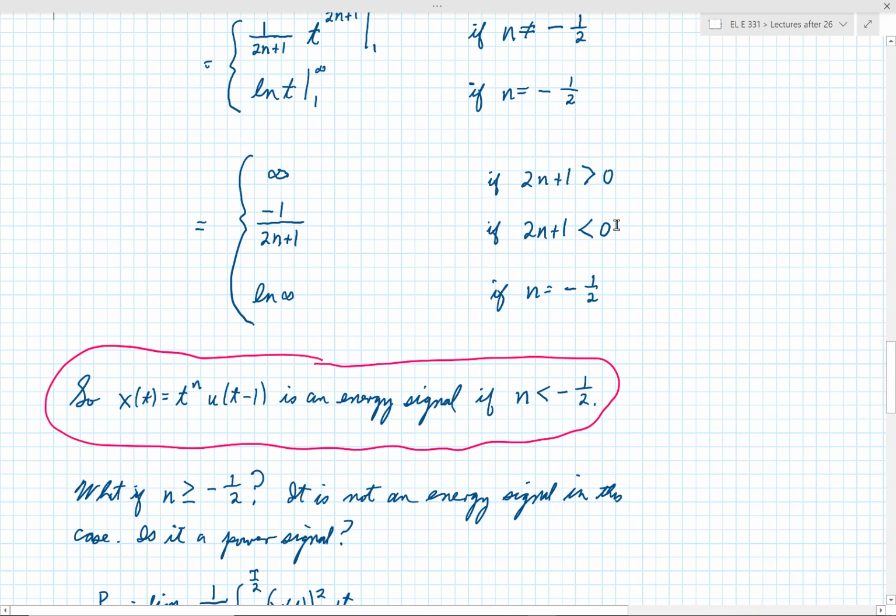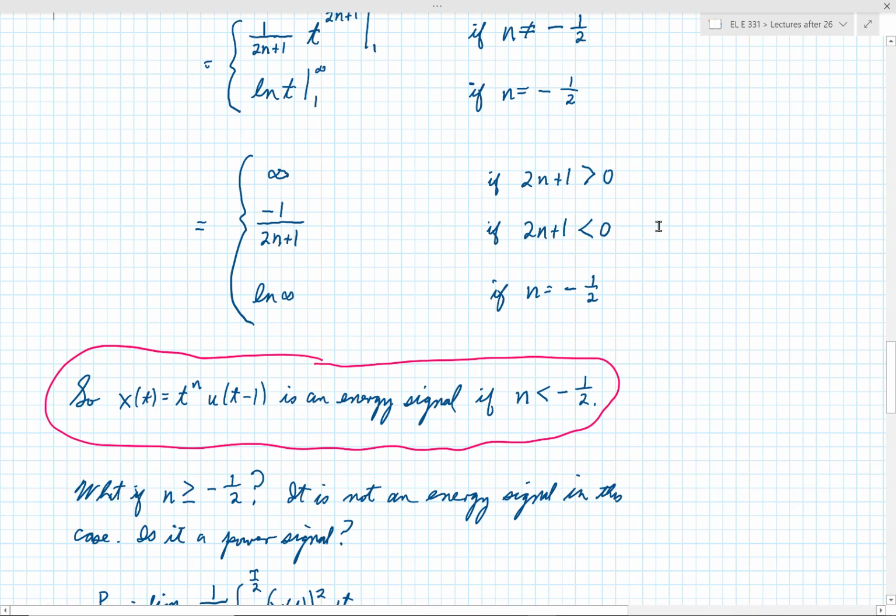But in these two cases, no, not this case either, because log of infinity is infinity. Okay, so not this case either. So it's only this case. Only this case right here is an energy signal. And notice that in this case, you could add negative 1 to both sides and then divide by 2, and that says n is less than negative 1/2. So only the middle case is the energy signal.